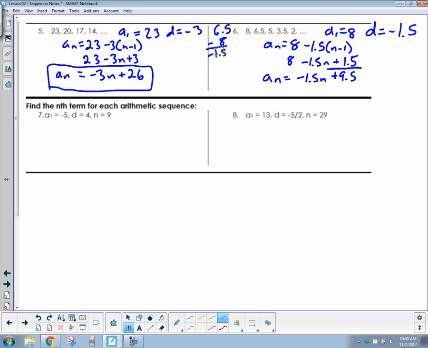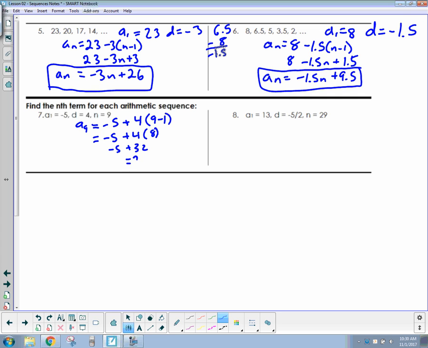Alright, the next one is just simply plug and play. So a little 9 equals negative 5 plus 4 times 9 minus 1. You can simply plug all that in your calculator, but I'm going to whittle it down a little bit. 9 minus 1 is 8. What's 4 times 8? That's right, 32. So our answer is 27, A9.